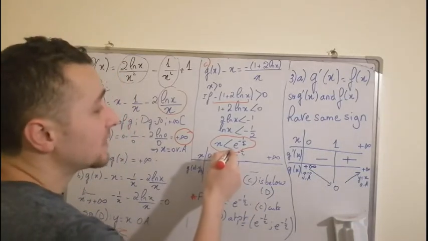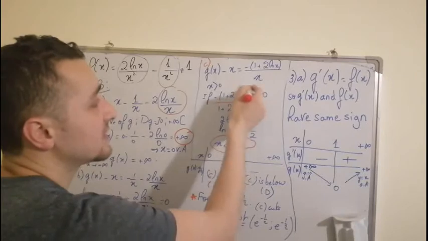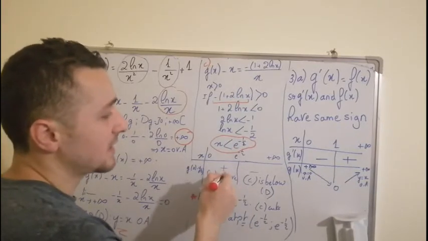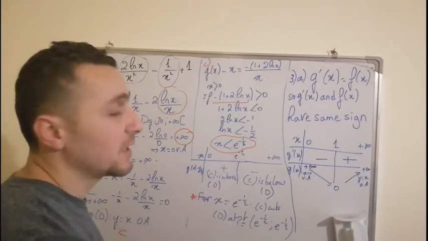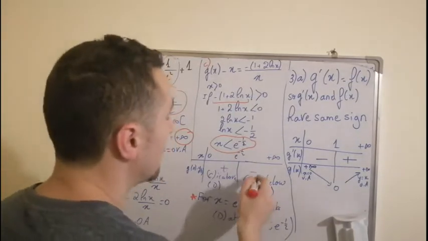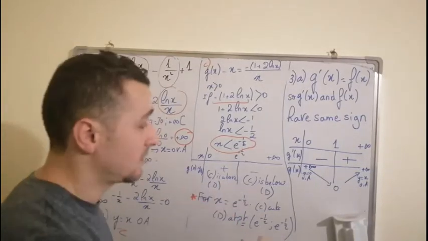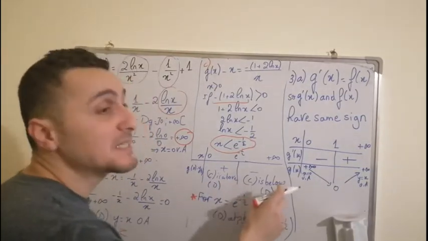When x is smaller than e power minus half, this quantity is positive. So in this region we have plus, and after e power minus half it's minus. In this region C is above D, and in this region C is below D.